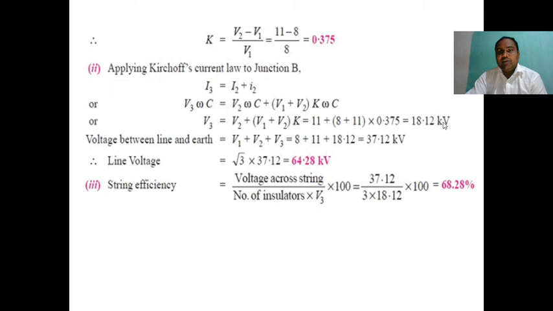We get 18.12 kV. The voltage between line and earth is V1 plus V2 plus V3, that is 37.12. This is a phase voltage. The line voltage is root 3 times the phase voltage. Root 3 into 37.12 is equal to 64.28 kV. String efficiency is equal to the voltage across the string by the number of insulators into V3. The voltage across the string is 37.12, by number of insulators 3 into V3, 18.12. Already we have the V3 value. We get string efficiency 68.28%.